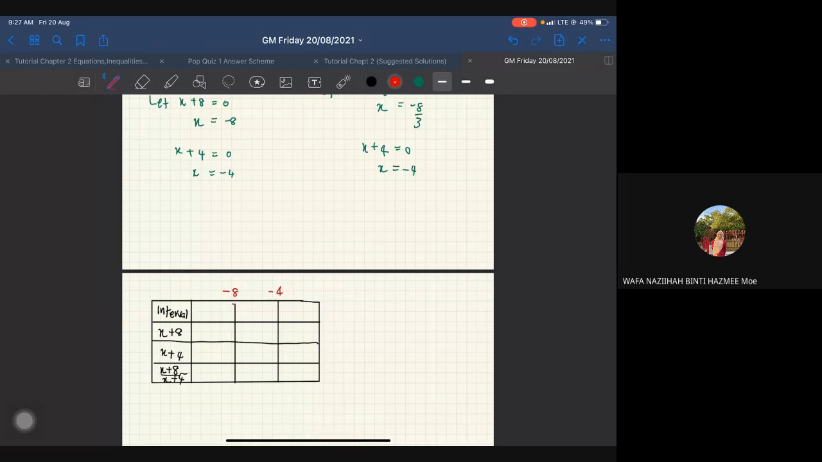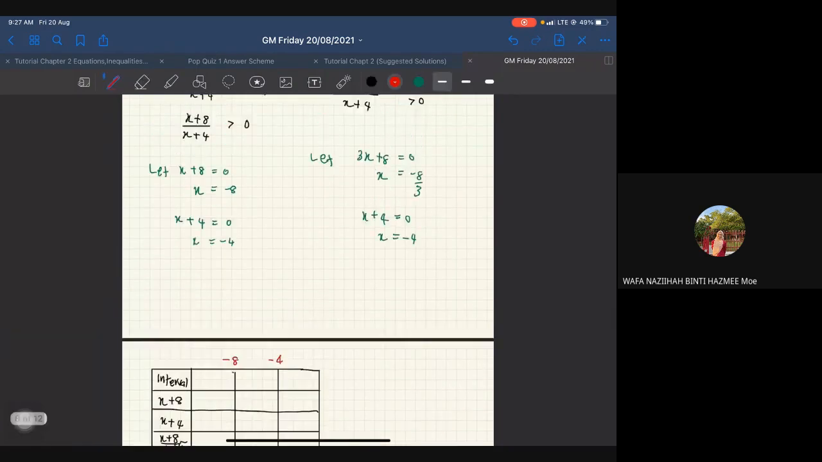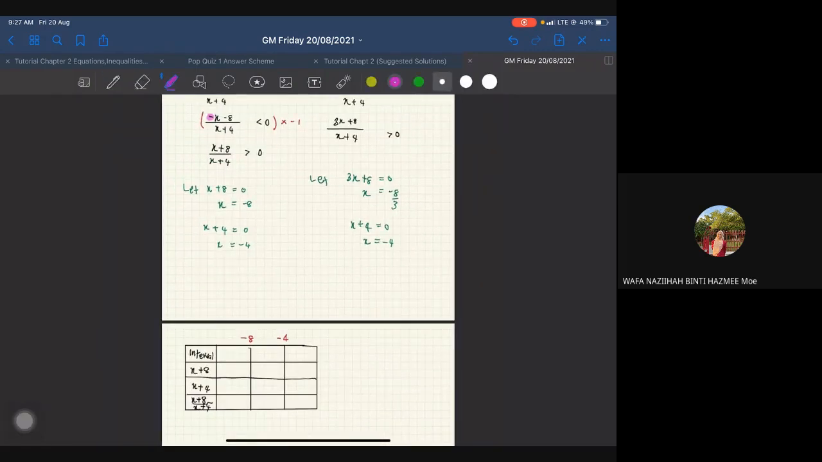kita punya inequality is greater than. So greater than dia memang tak ada equal sign. So dia adalah bulat yang kosong sahaja. Okay, so for here, it's just an empty circle. Okay, the same goes to x plus 4, which is root dia adalah x equal to negative 4. It's an empty circle as well. Okay, jangan lupa kat atas ni dia adalah not equal. Not equal sebab dia dekat denominator. Okay. Alright, so saya sambung.